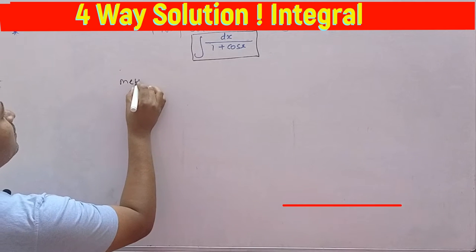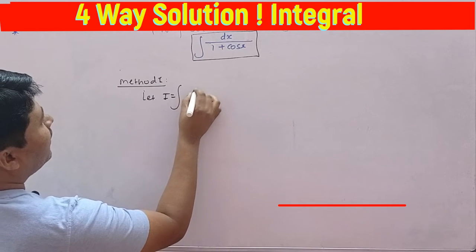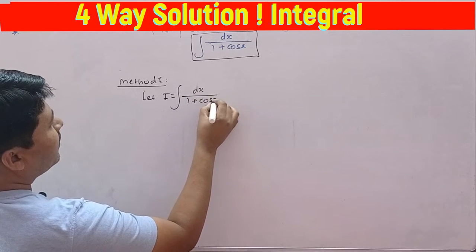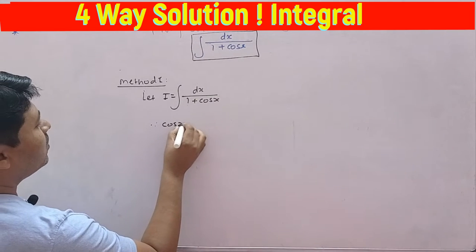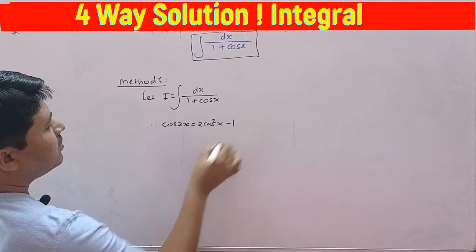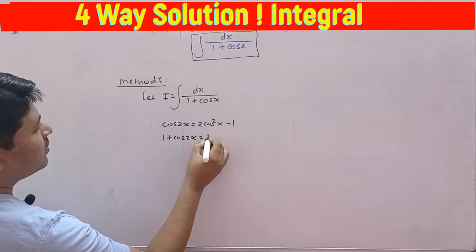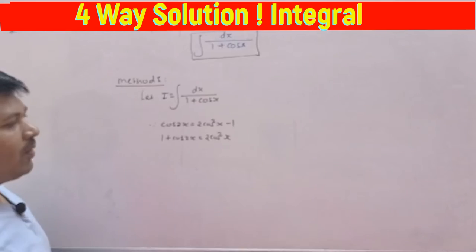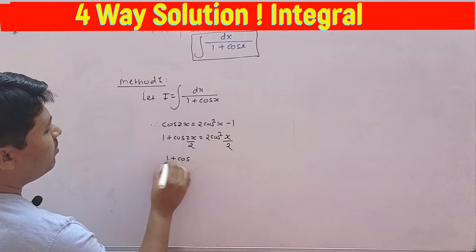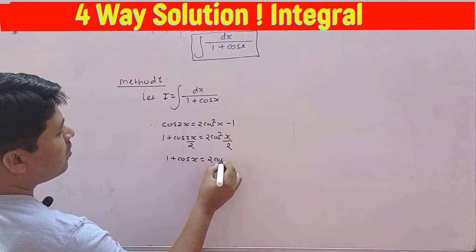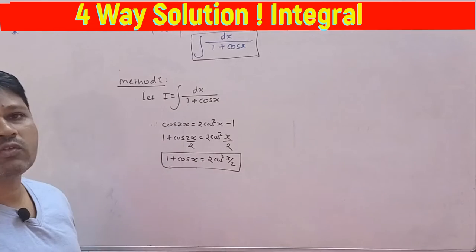In method 1, let I be equal to the integral of dx upon 1 plus cos x. We know the related formula: cos 2x is equal to 2 cos square x minus 1. Moving the minus 1 to the left-hand side, we get 1 plus cos 2x is equal to 2 cos square x. Dividing throughout by 2, we get the formula 1 plus cos x is equal to 2 cos square x by 2, and I replace this value in the given integral.